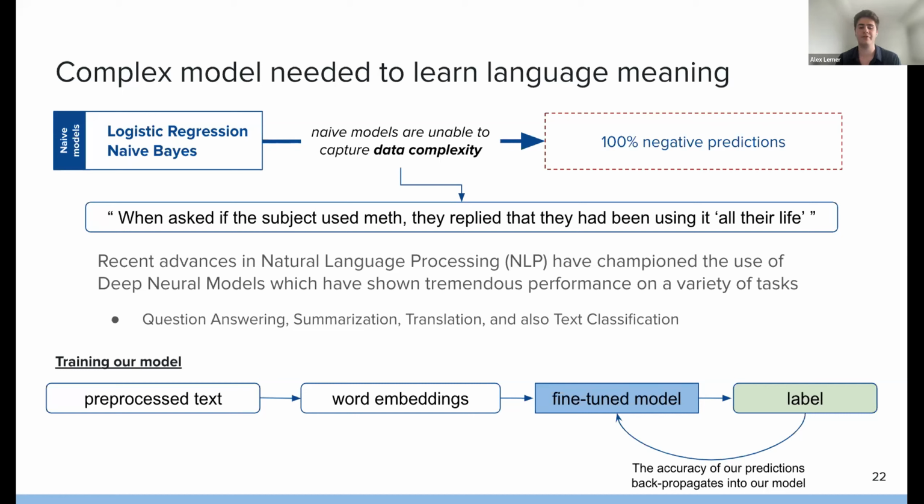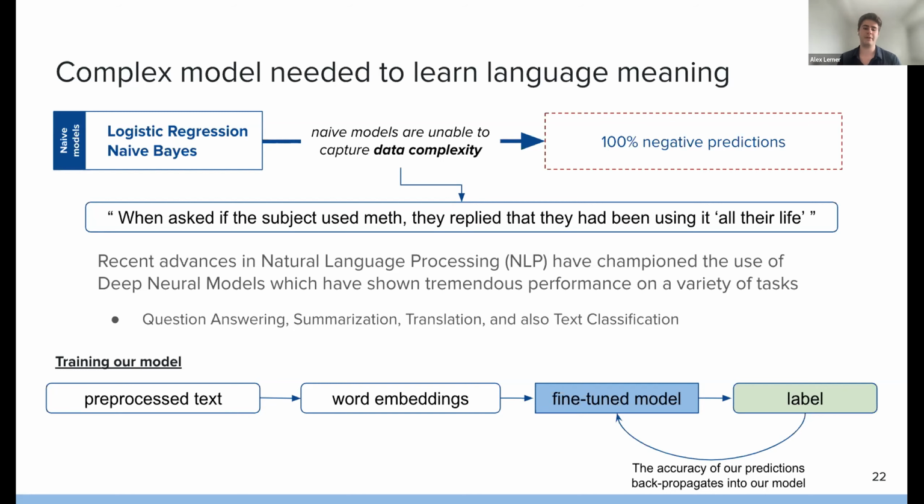luckily for us, text classification. The general way that one of these works is you take a pre-processed text and you turn it into a series of numbers at a certain number of dimensions called the word embeddings. You put it into your fine-tuned model and it outputs a label. And basically the accuracy of the label when you train the model back propagates into the model, and you can adjust and learn like that.